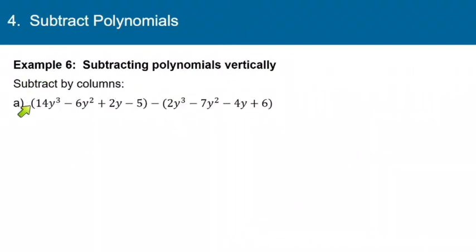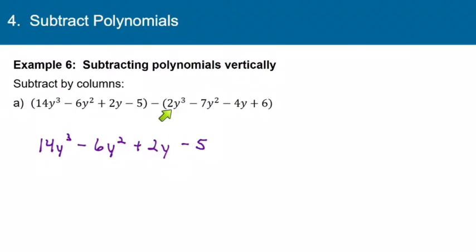Now for example 6, we're going to do one more subtraction, but notice that we can write this vertically the same way that we wrote the addition vertically. You could just start by writing down your first polynomial, and then when you write down the second polynomial, just make sure to change every sign.